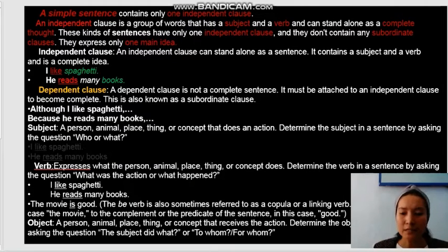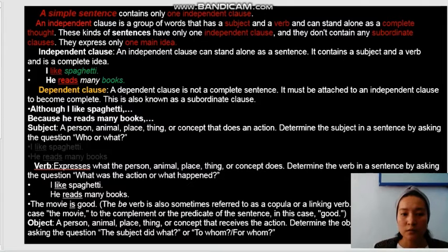Well, a simple sentence contains only one independent clause. An independent clause is a group of words that has a subject and a verb and can stand alone as a complete thought. These kinds of sentences have only one independent clause and they don't contain any subordinate clauses. They express only one main idea. An independent clause can stand alone as a sentence. It contains a subject and a verb and is a complete idea.